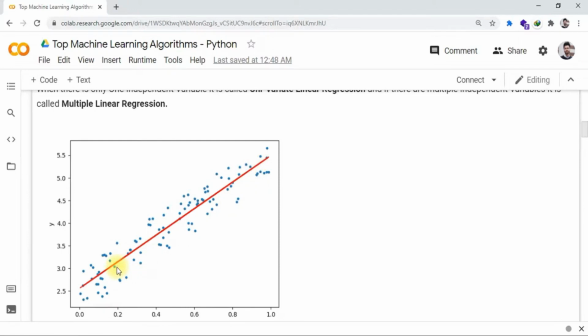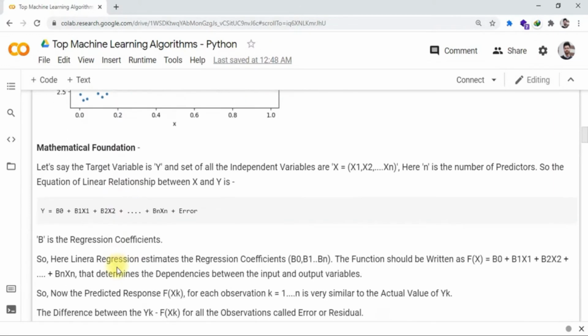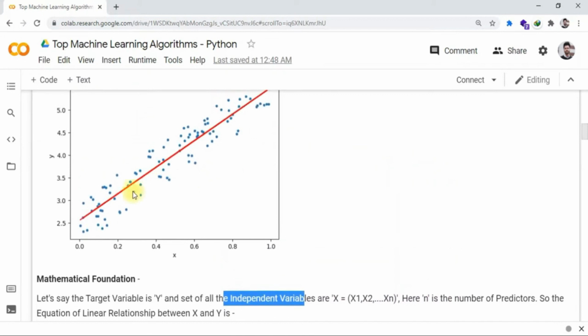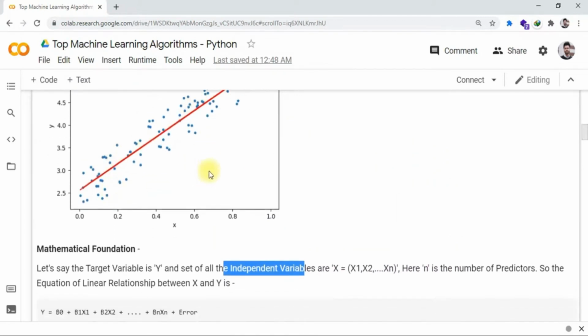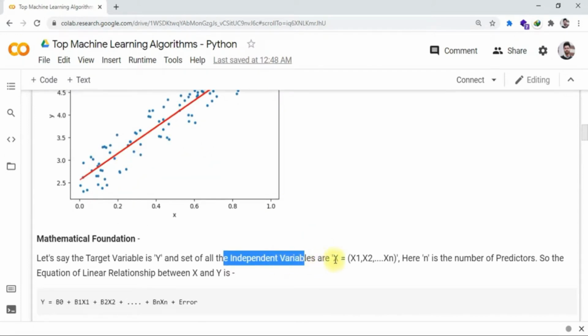In this way we can plot our regression line with the data to check the correlation, to check the relationship between those variables. So let's go into the mathematical foundation, because if you understand this mathematical foundation, it will be very easy to understand the whole linear regression mathematical part. Let's say we have a target variable y which has a set of independent variables x up to n, because there are n independent variables, as you see n blue dots here.